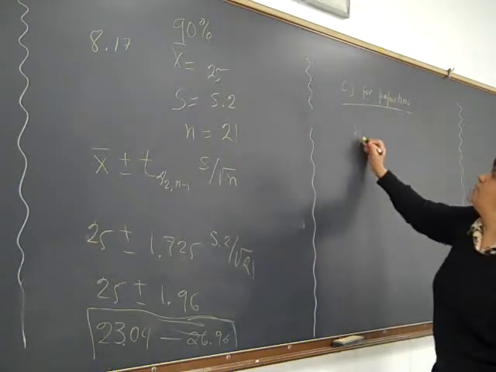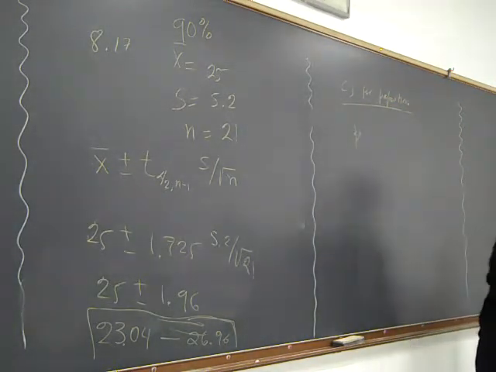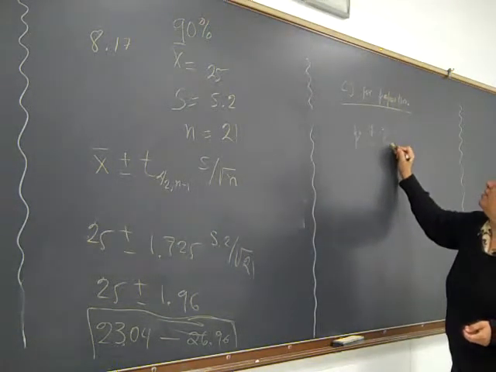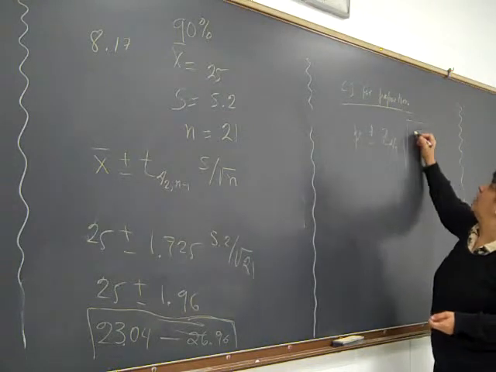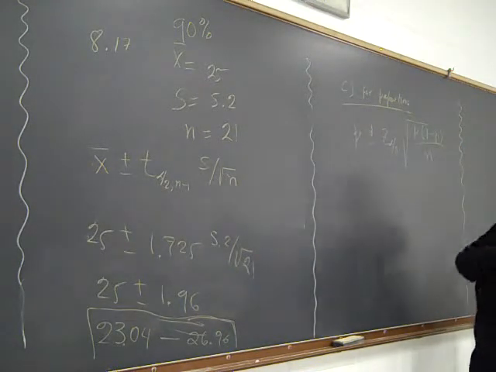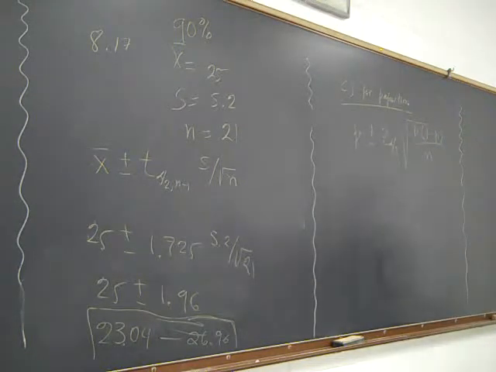And that is nothing but P. What is P? The proportion of the sample, plus or minus Z of alpha divided by 2 times the square root of P times 1 minus P divided by n. That's it. That is the formula that we're going to use. So we have 3 situations, and this is the third one.